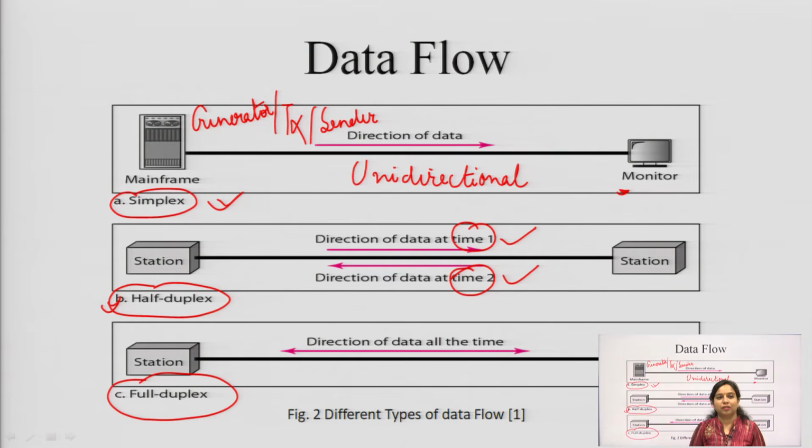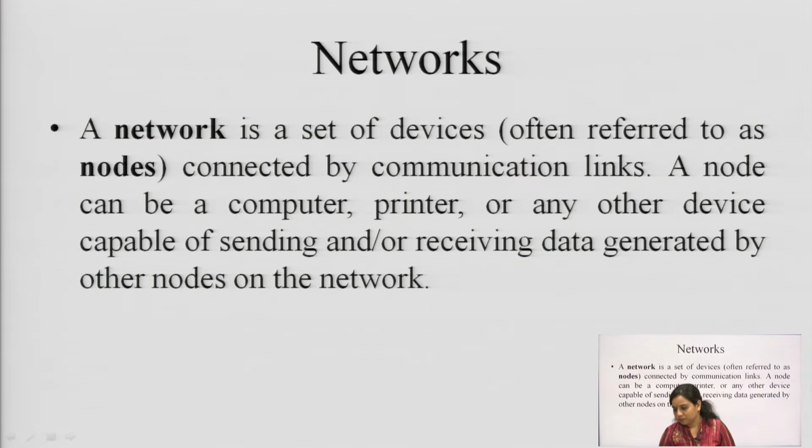Simplex is unidirectional. Half duplex transmits in both directions, but at different points of time, not at the same point of time, meaning simultaneous transmission and reception will not take place. In case of full duplex, transmission and reception will take place at the same point of time.